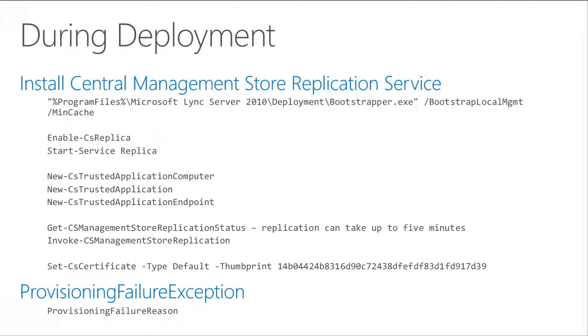And the next set of commandlets you need to do is make sure the replication is done. Like you need to make sure that the replication with the Lync server is done. There's one, Get-CsManagementStoreReplicationStatus, which will say true or false on your computer to say whether the replication has been done or not. And if it's not done, you can forcefully invoke the replication by doing Invoke-CsManagementStoreReplication. That will forcefully invoke a replication between your computer and the Lync server.